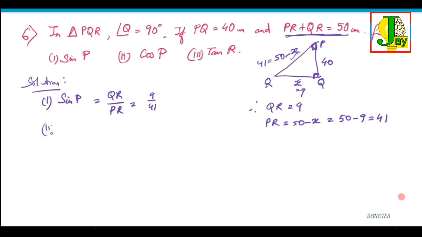Now cos P. P is the same angle, so adjacent by hypotenuse. Adjacent is PQ, so PQ by PR. That's 40 by 41.